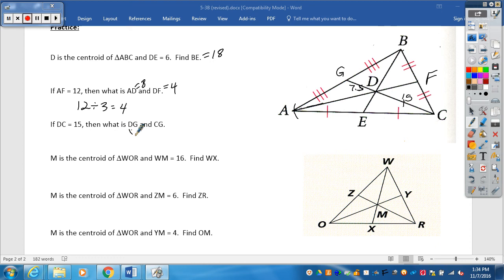Now, to get the total length, I'm just going to add 15 and 7.5. And so 15 and 7.5 gives you 22.5. Okay? So again, it's understanding that 1/3, 2/3 relationship, or 2-to-1 ratio, however you want to view that. All right, I hope that made sense to you based off the video you saw a little bit ago.